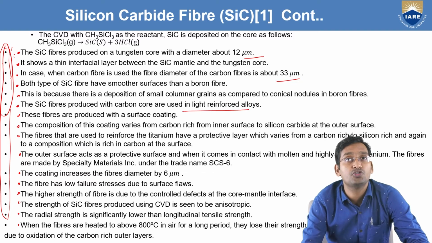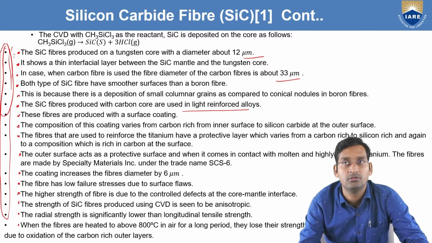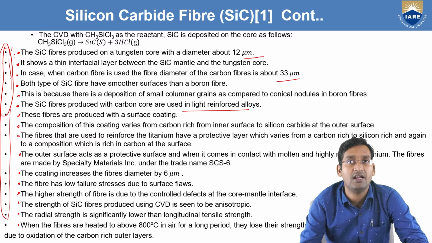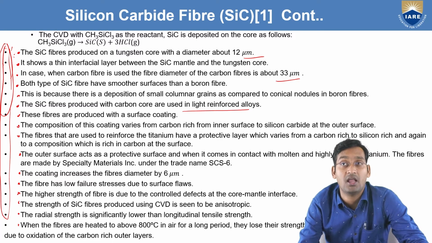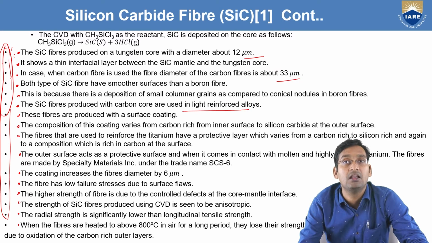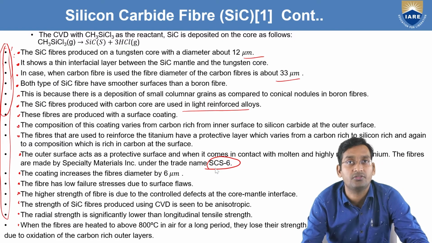The fibers that are used to reinforce titanium have a protective layer which varies from carbon rich to silicon rich, and again to a composition which is rich in carbon at the surface. So in the starting it is carbon rich, then silicon carbide rich, and at the surface again carbon rich. The outer surface acts as a protective surface when it comes in contact with molten and highly reactive titanium. The fibers are made by Specialty Materials Corporation under the trade name SCS-6.